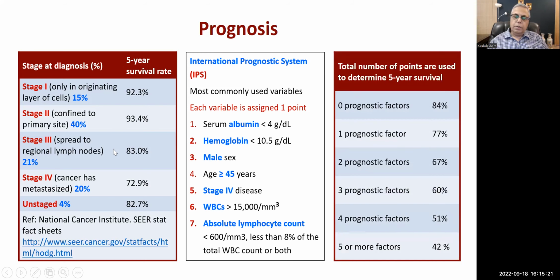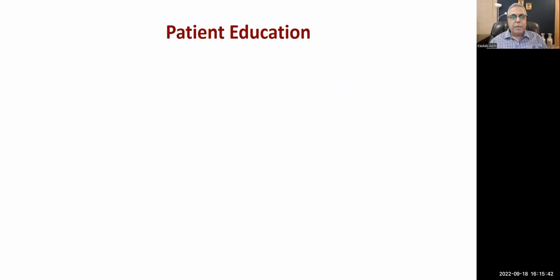Okay, so now the 5-year survival rate depends on this: as these points increase, the prognostic factors increase in number, the survival rate decreases. Okay, so that's what you have to understand. This part is very important. You have to know the prognostic factors. Now, patient education is also important, because once the patient gets lymphoma and is given treatment for that, he remains at risk of developing other cancers.